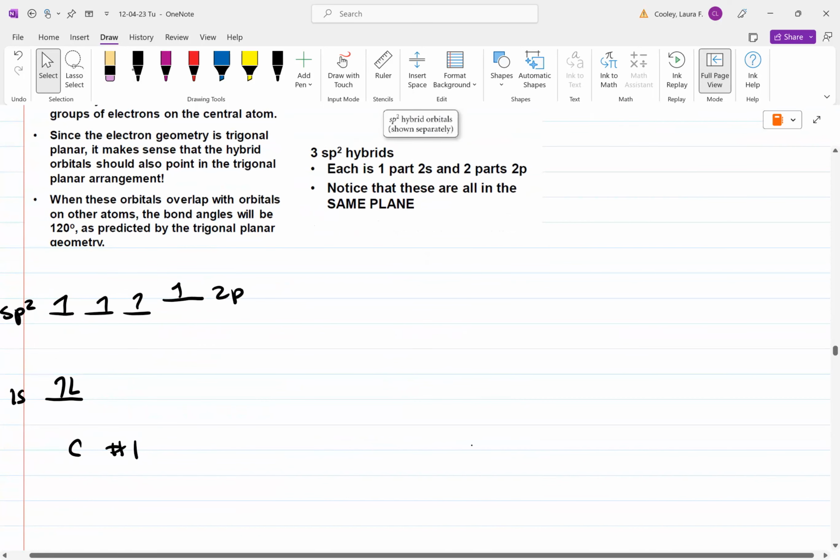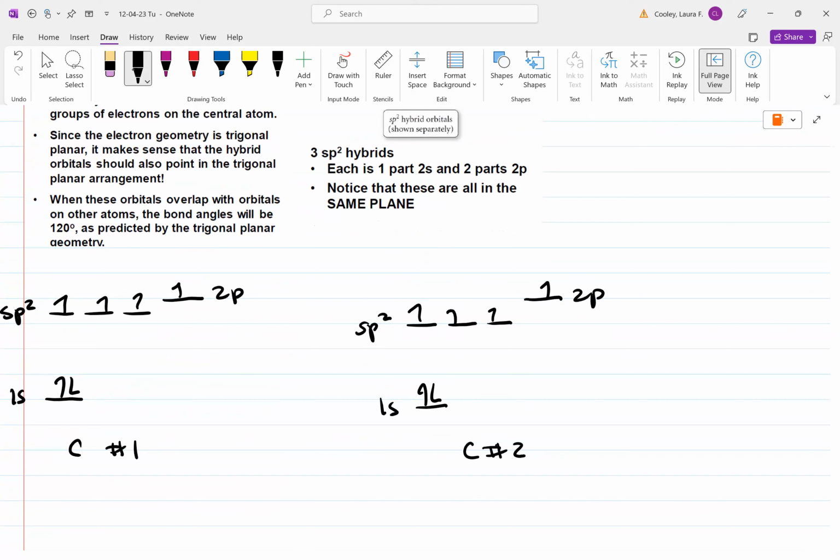So that's carbon number 1. Here's carbon number 2. So it's the same. We have 2 in the 1s. Then we have these sp2 hybrids, 3 of them that are half filled. Then we have a leftover 2p. Well, I say leftover, but why? You'll see now. Okay, now I'm going to tell you why.